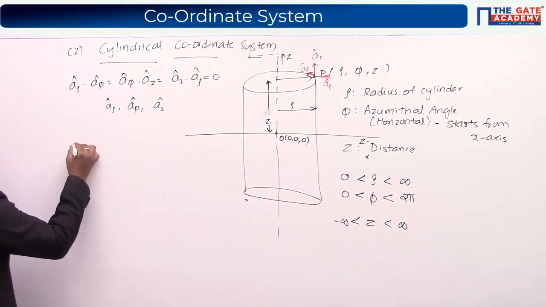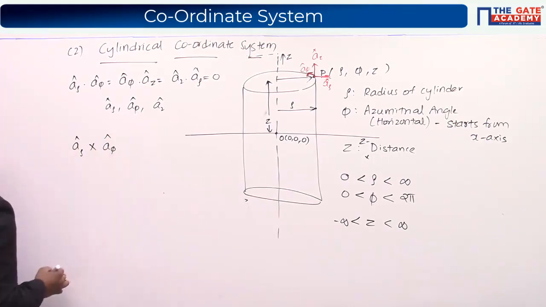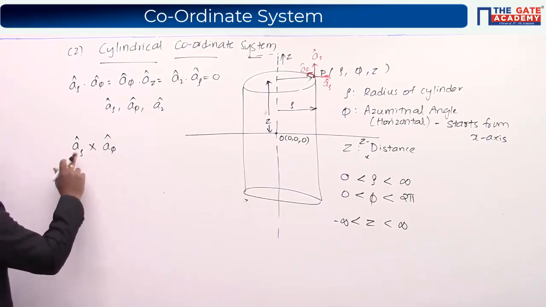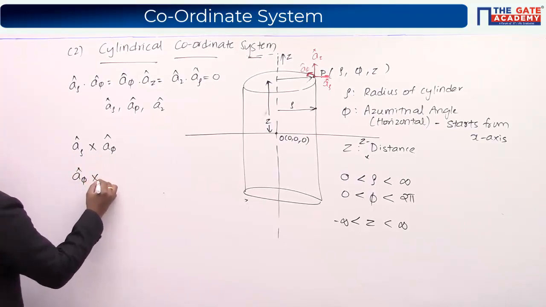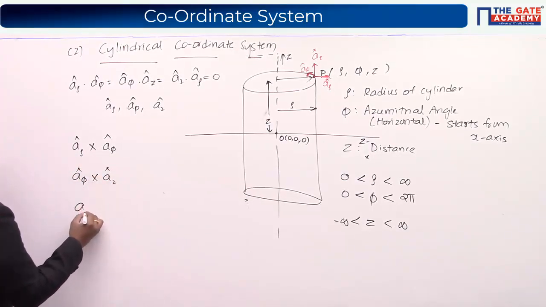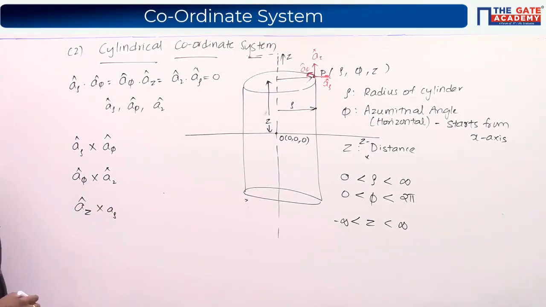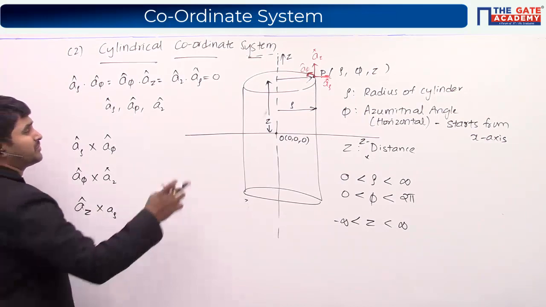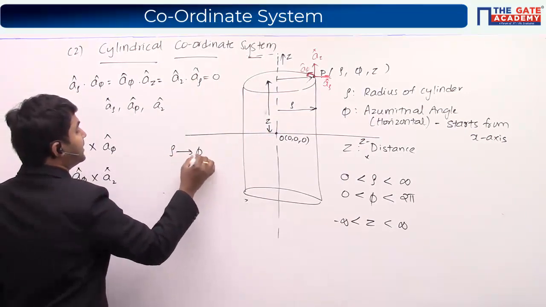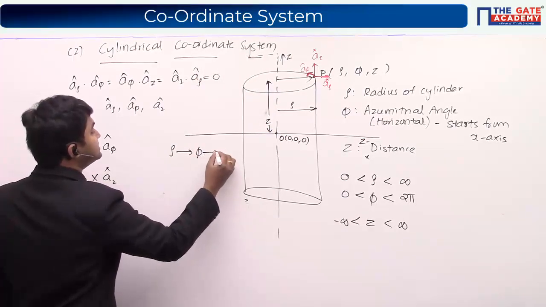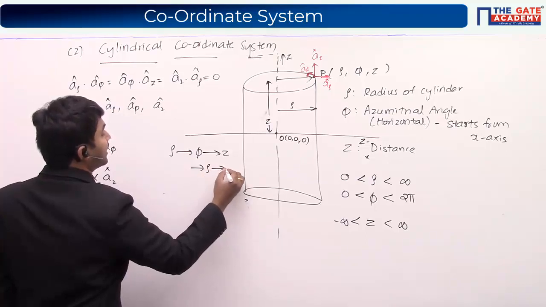Next question: what is the value of aero cross A phi? Because these are the perpendicular vectors, what happens if I do the cross product? Aero cross A phi, A phi cross Az, Az cross aero. Right, so how do we do it? Rho, phi, z. It means after rho, phi comes at 90 degrees. After phi, at 90 degrees, z comes. And after z, again rho is going to come. And after rho, again phi is going to come.